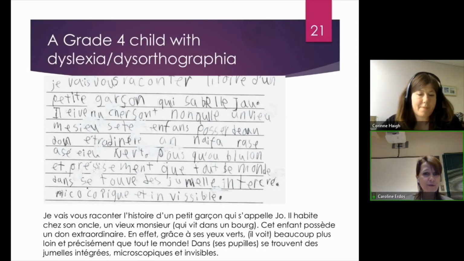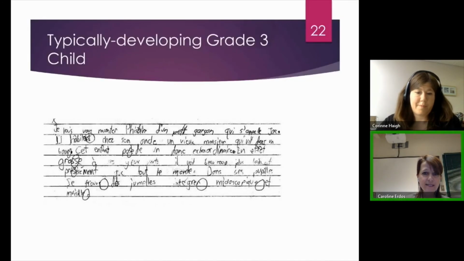But this is a high frequency word, and that boy is a boy or a garçon, and so this is a word that he would know well. So this is actually quite typical of what we would see in students. In this case, there's also a calligraphy issue there that is not always present in the case of dysorthographia, but it definitely can be. Just to give you a comparison, this is a typically developing child who's one grade below the child that I just gave you an example for. So it's not a perfect text, but there are far fewer errors than in the case of the first child.